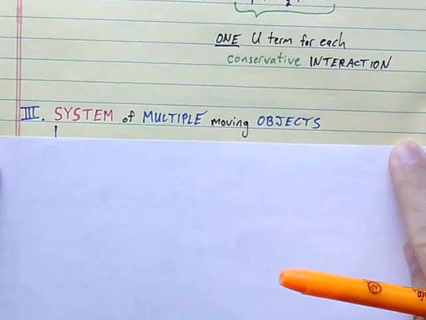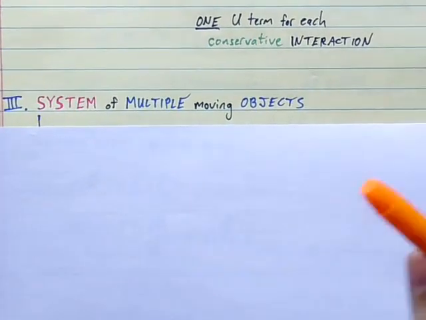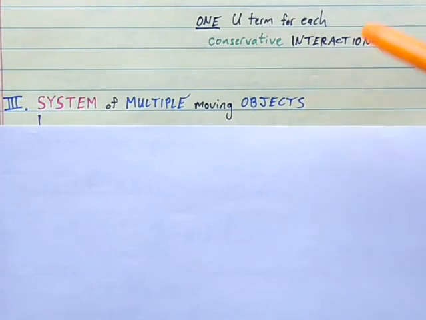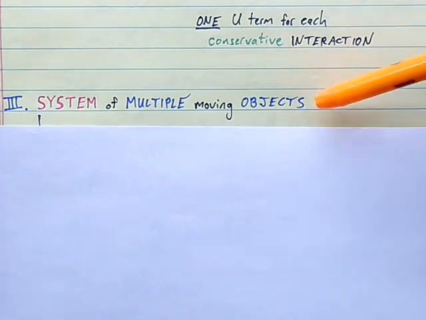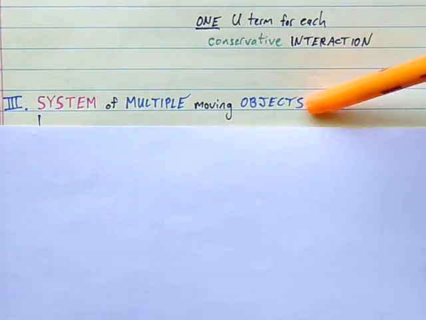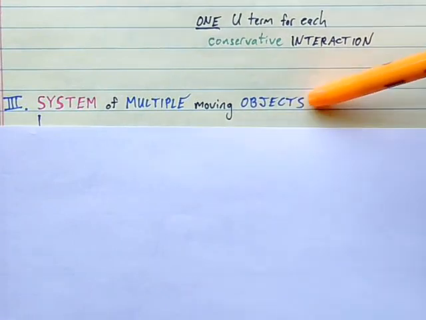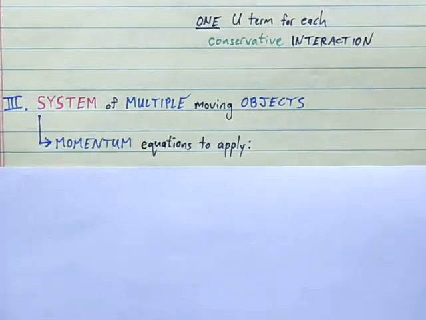Okay, 3. What if your system has multiple moving objects? So multiple rigid, non-rotating bodies that we can treat as just point masses. Here are the momentum equations you can apply to a system of multiple moving point masses.